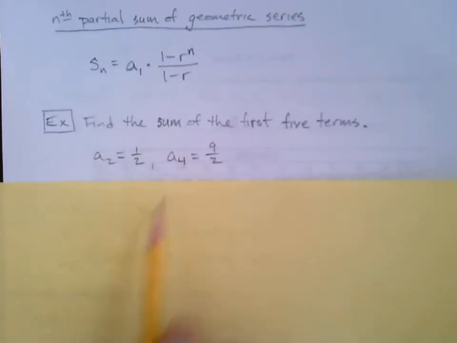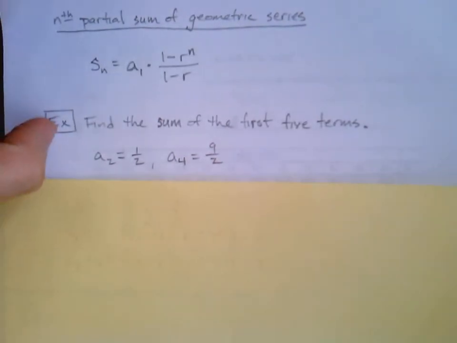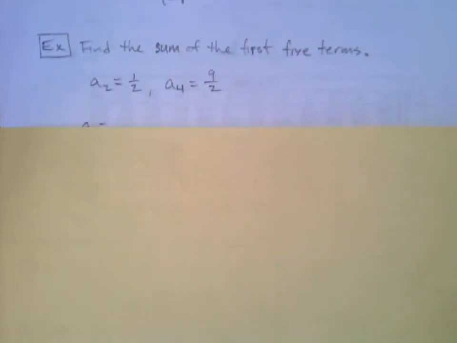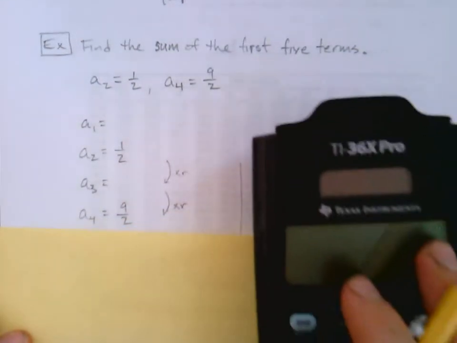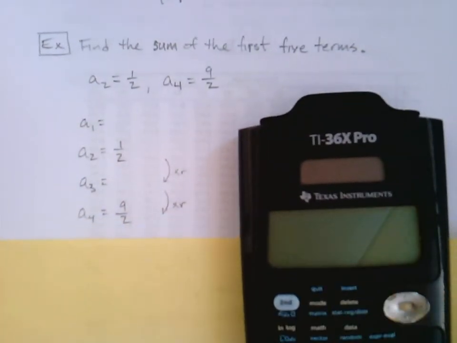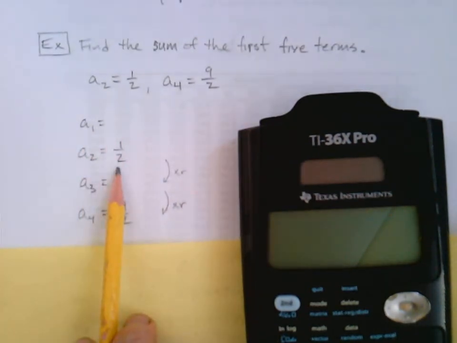Okay, we know this much. Kind of feels like the previous question, except these two are a little bit closer together. I think we had A3 and A7 before. So A2 and A4. All right, I'm going to start off the same way. I'm going to make my list here. Let me cover that part up. Not nearly as long, so I don't know A1. I know A2 is 1/2. I don't know A3. I know A4 is 9 over 2.